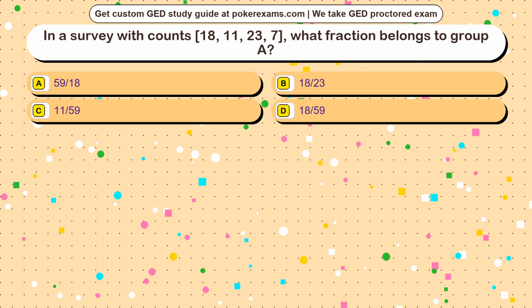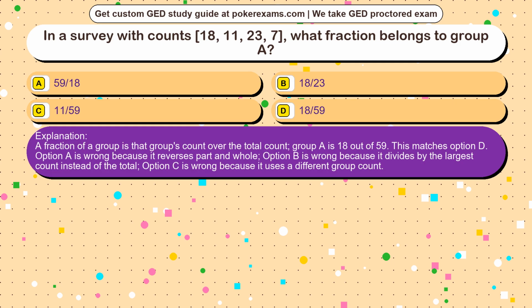The correct answer is option... A fraction of a group is that group's count over the total count. Group A is 18 out of 59. This matches option D. Option A is wrong because it reverses part and whole. Option B is wrong because it divides by the largest count instead of the total. Option C is wrong because it uses a different group count.